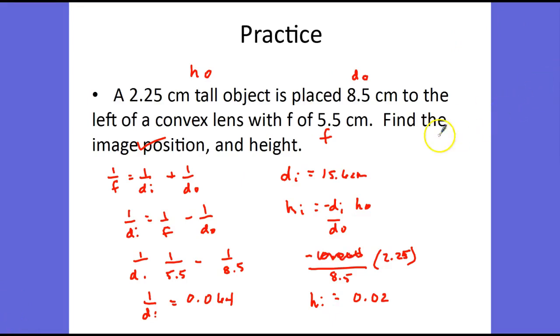Okay, I found my mistake, and you probably did. You saw me do it. This is the image distance. I used that. So the image distance is negative. I'm going to have a negative 15.6 there. So 15.6 times 2.25 divided by 8.5. That's much better. The image height is 4.1 centimeters. Okay, sorry for the mistake.